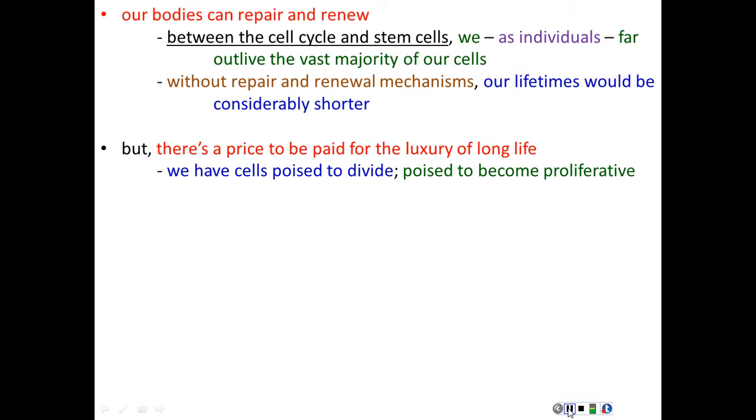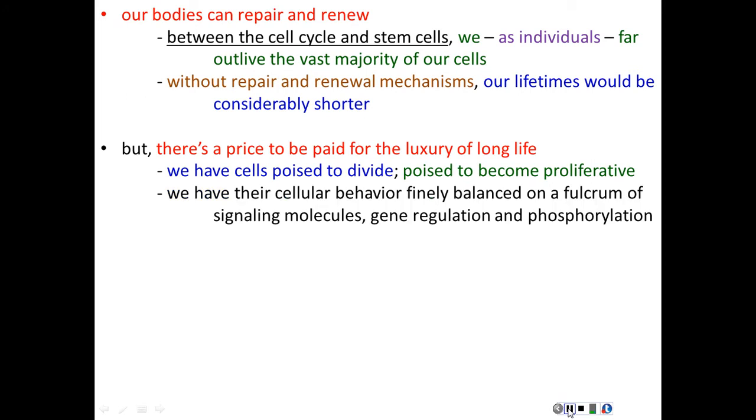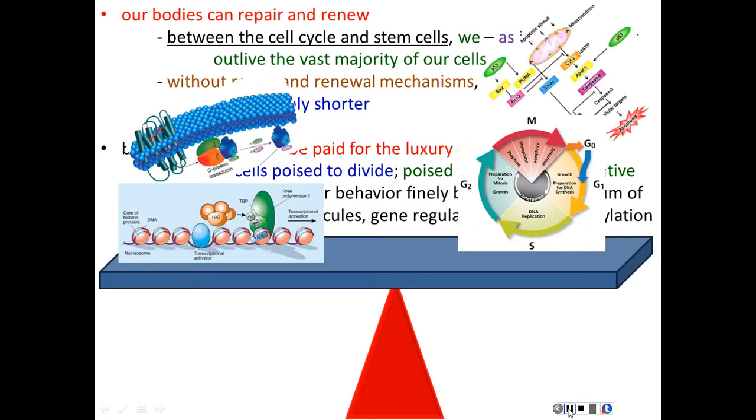In order for this replenishment and renewal system to work, we have to have cells in our bodies that are undifferentiated and poised to divide, poised to become proliferative cells, cells that are dividing. These are our stem cells. We have these cells' cellular behavior finely balanced on a fulcrum or a scale of being blocked from dividing when they're not needed, but allowed to divide when they are. This fulcrum or scale is balanced by cellular signals and signaling molecules, the regulation of genes for proteins that are needed for cellular division, as well as phosphorylation events to keep those proteins on or off.